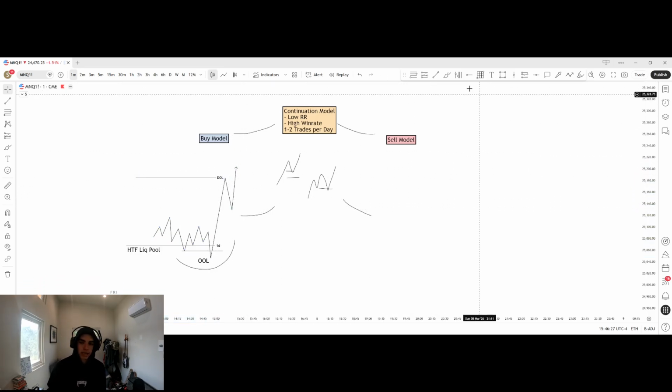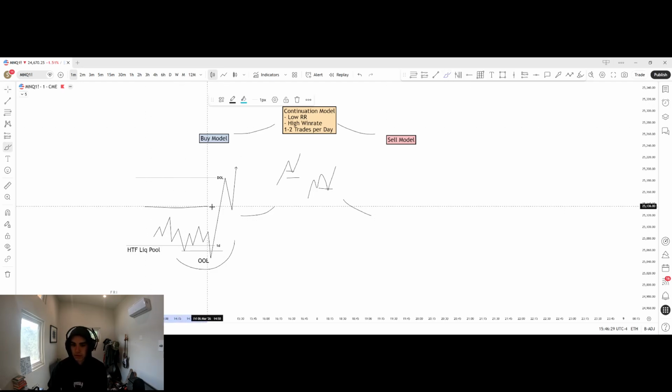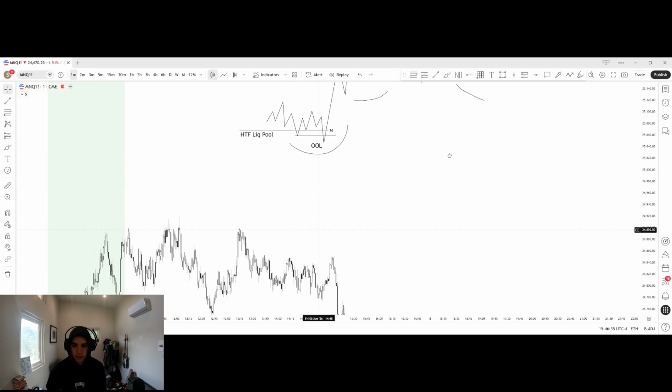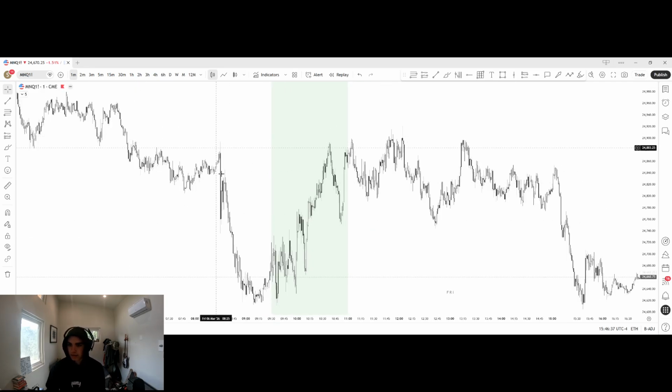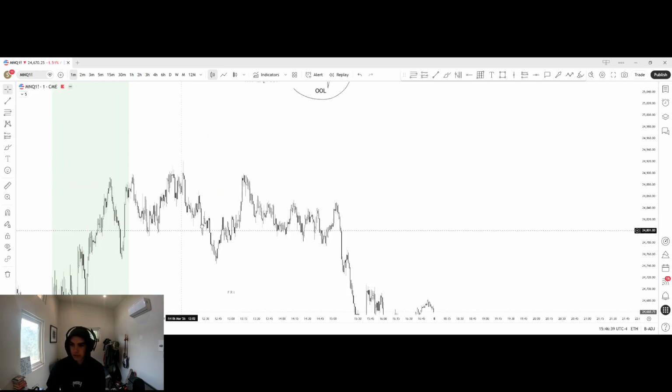Take the low-hanging fruit. So say there's low-hanging fruit right here. This could be the low-hanging fruit that I could take before I actually reach my DOL. But most likely I want to be targeting my DOL. Like today, this high here, or one of these highs, can be a target for the DOL.